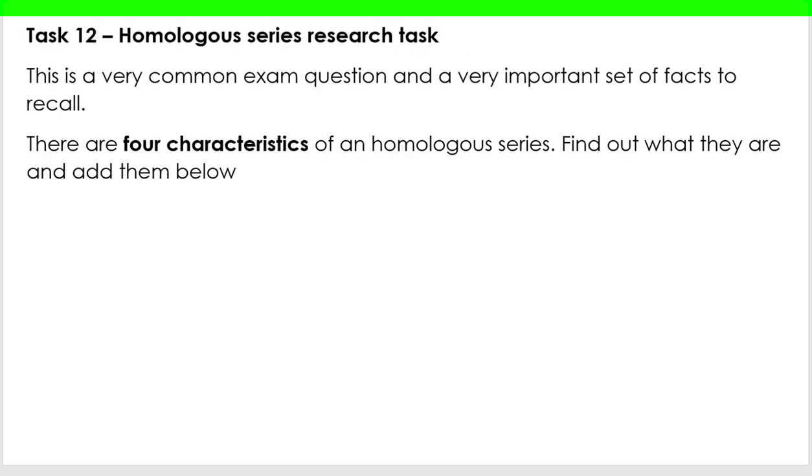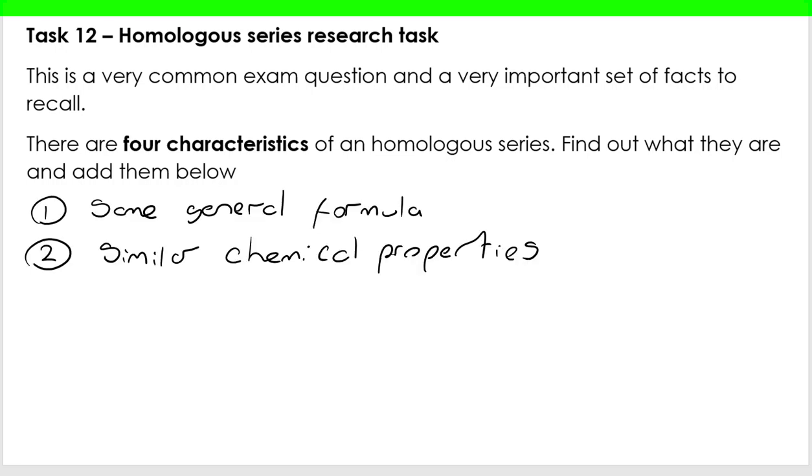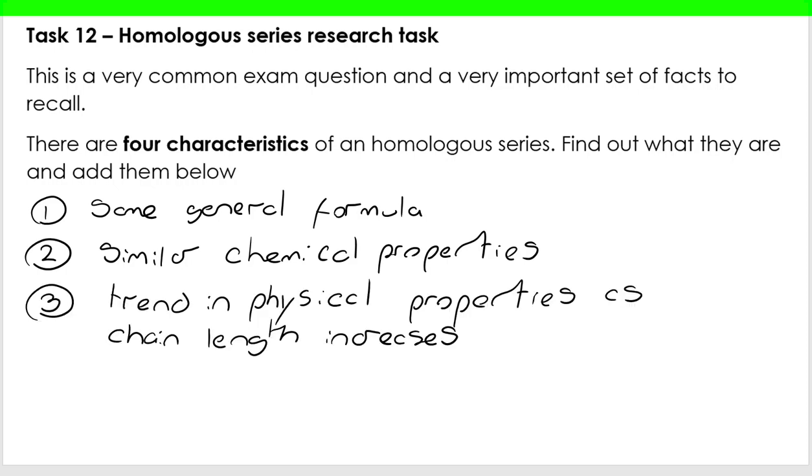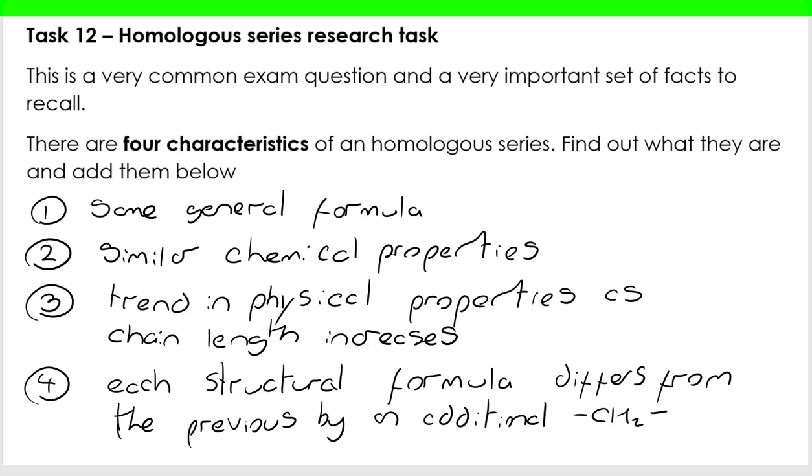Final question on this particular video, quite a long video I know, homologous series research task. There are 4 characteristics of a homologous series. What are they? They have the same general formula, they have similar chemical properties, the trend in physical properties is visible as you increase the chain length, so there is a clear trend, and they differ by a CH2.